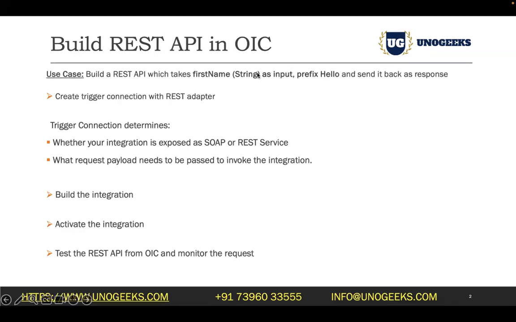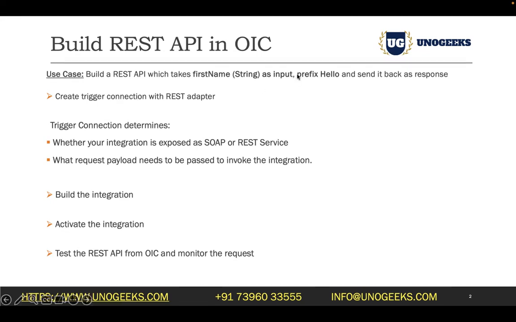So we need to create a REST API which would take in first name as input, and the REST API should prefix hello to it and send it back as a response. So if we receive John as input, or if we trigger the REST API passing in John as input, we should get back hello John in the response.